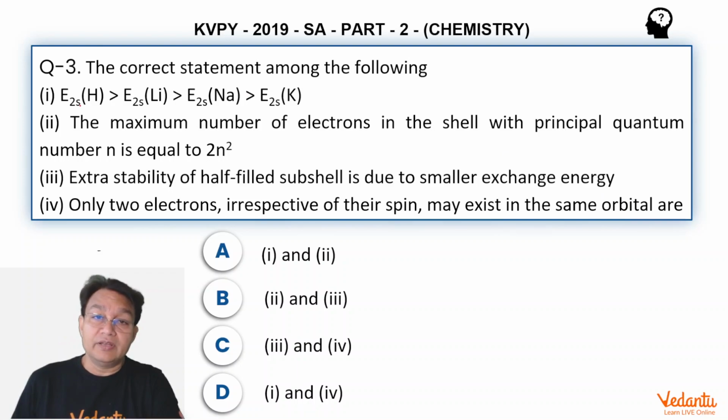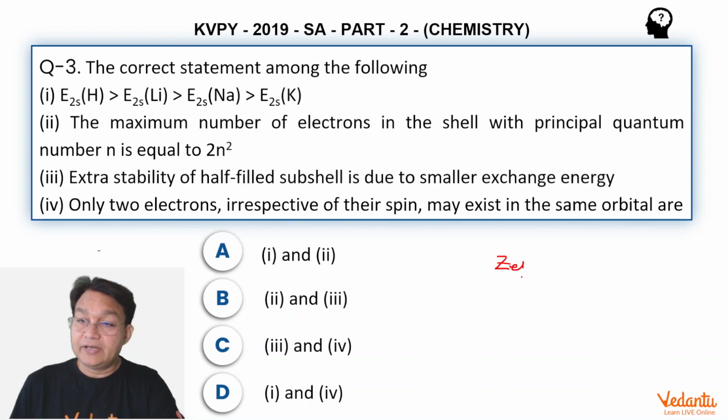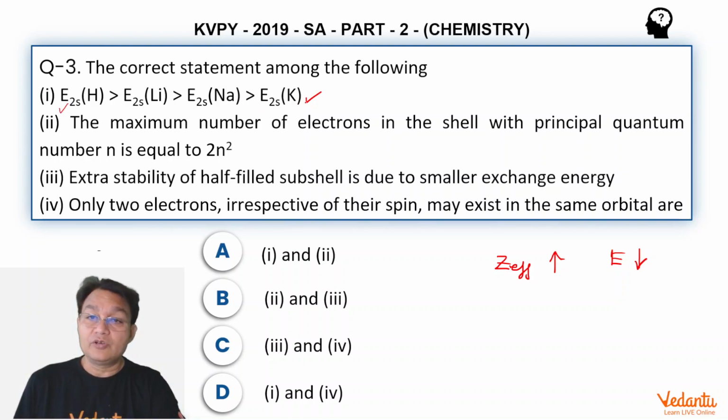So let us talk about the first one: the energy of 2s in hydrogen, lithium, and so on. If you compare them, the best thing to do is to go for Bohr's model. If we talk about the 2s energy level, or any energy level, it depends on Z effective. If Z effective is more, then energy decreases. Clearly Z effective will be most in the case of potassium and least in the case of hydrogen. So the first option is correct, because Z effective affects the energy.